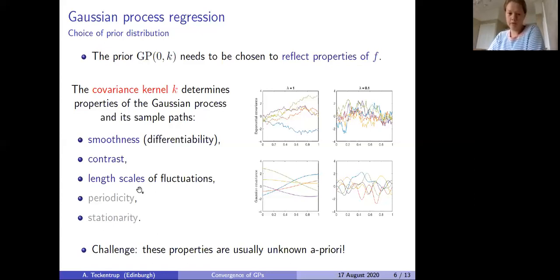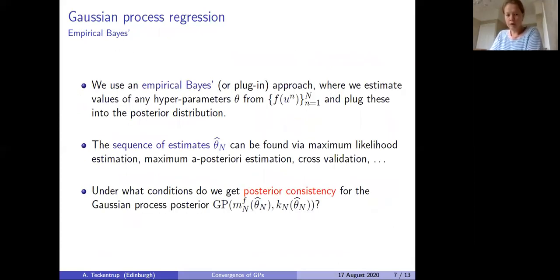Okay, so that is really the challenge. So what you then have to do is think about how you define the prior and how you do this Gaussian process regression of getting the posterior on f given the data y. Okay. So what we do is an empirical Bayes, also known as a plug-in approach.